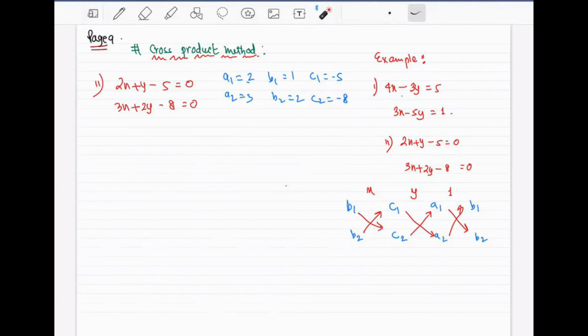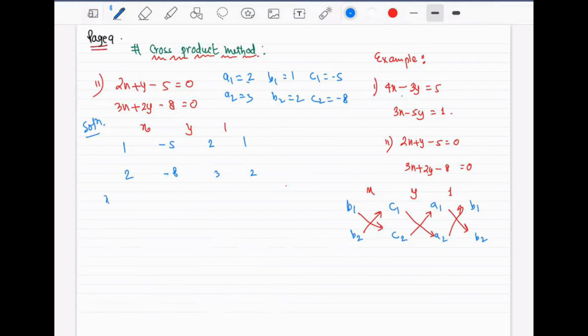Okay, then let's start keeping like this. B1, B2 first. B1, B2 is 1 and 2 first, right? So 1, 2. C1, C2 next. Minus 5, minus 8. A1, A2 next. 2, 3. Then you end with B1, B2. B1, B2 is 1, 2. Then in between, you put X here, Y here, and 1 here. Just say solution here, okay?